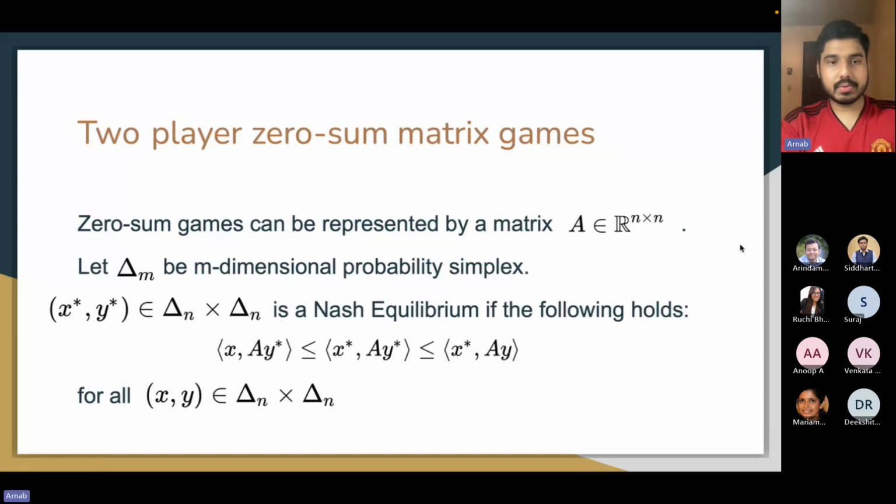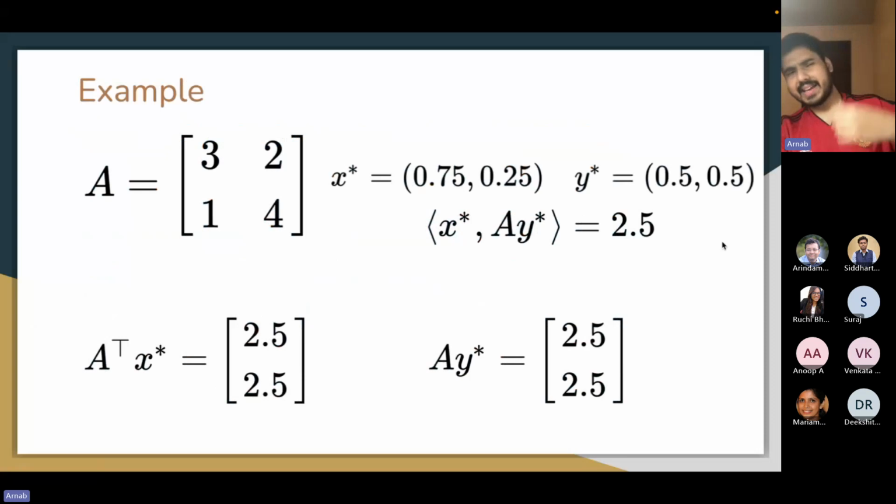Okay, then if there is no query, I'll just explain again with the help of a very small example. Say you have a matrix 3, 1, 2, 4, and the row player is essentially the X player and the column player is essentially the Y player.